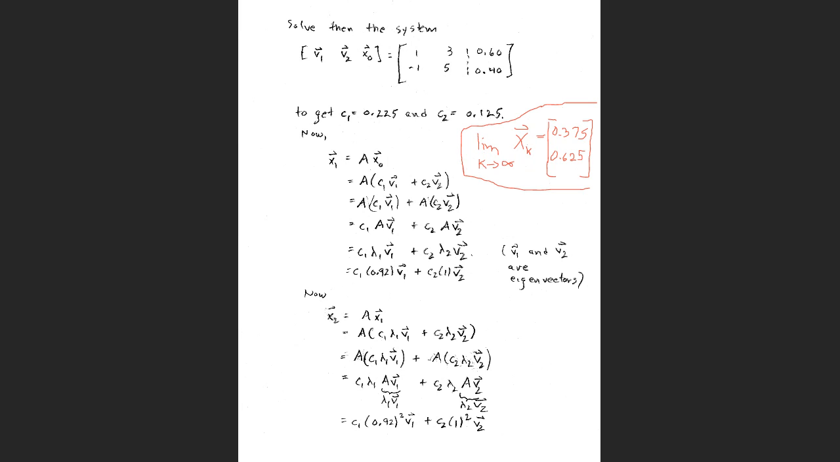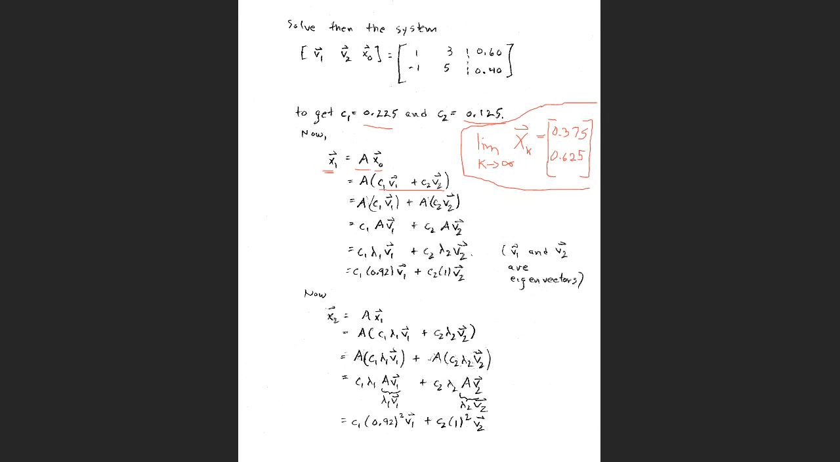Well, first of all, let's look at x sub 1. x sub 1 is A times x sub 0. But because v1 and v2, those two linearly independent eigenvectors in R2, form a basis for R2, x sub 0 can be written as c1 times v1 plus c2 times v2. In fact, x sub 0 equals 0.225 times eigenvector v1 plus 0.125 times eigenvector v2.